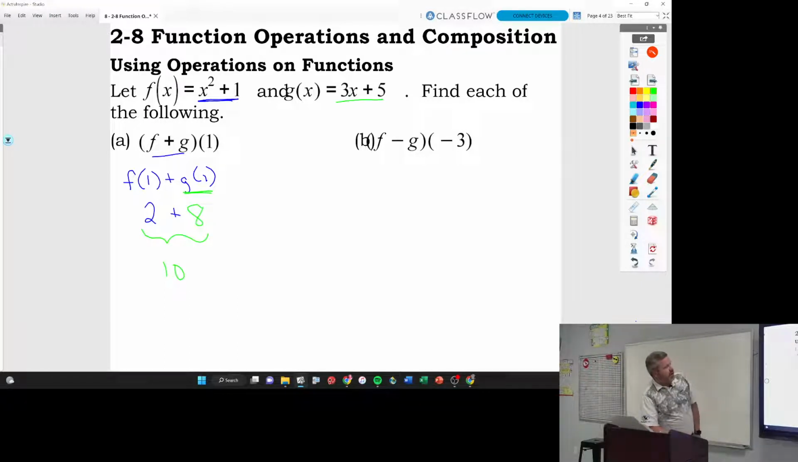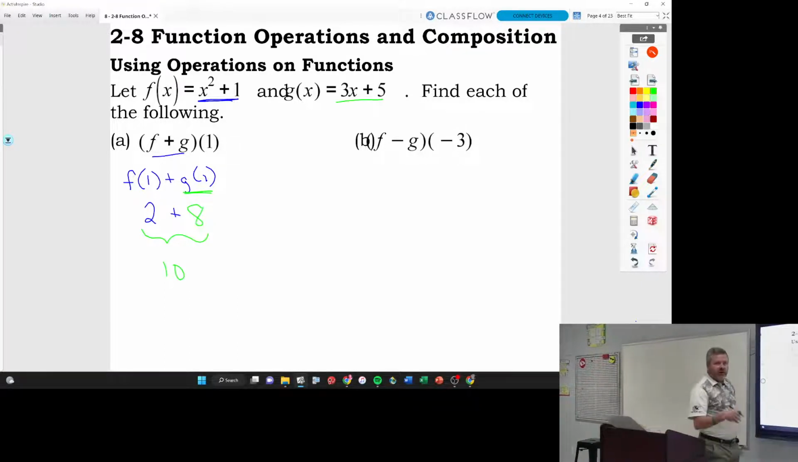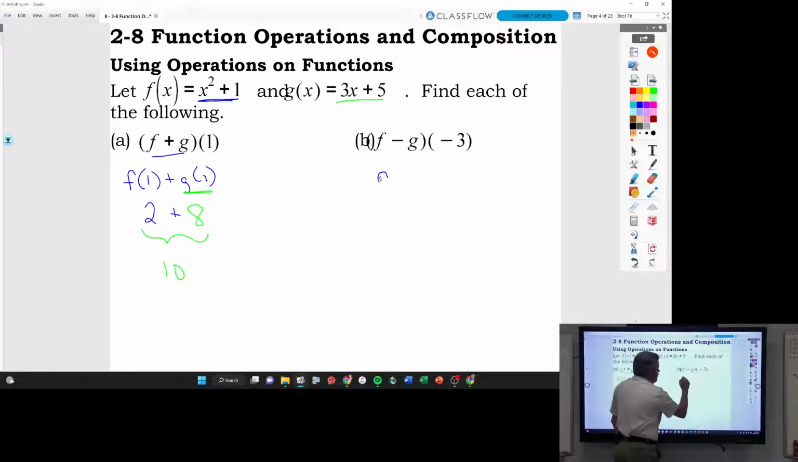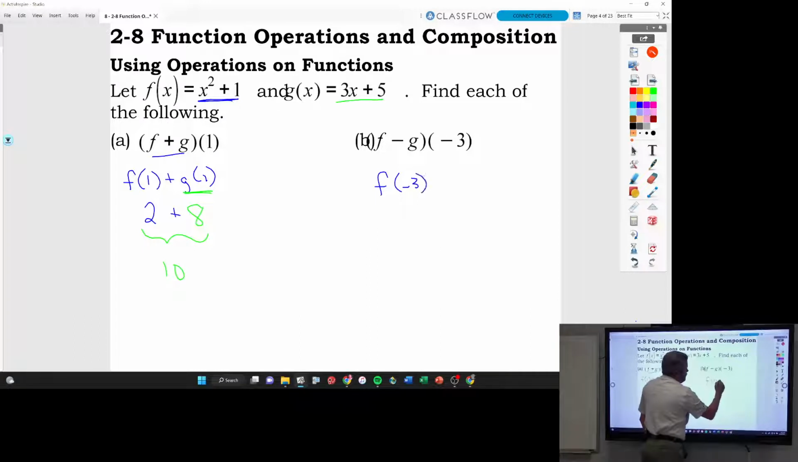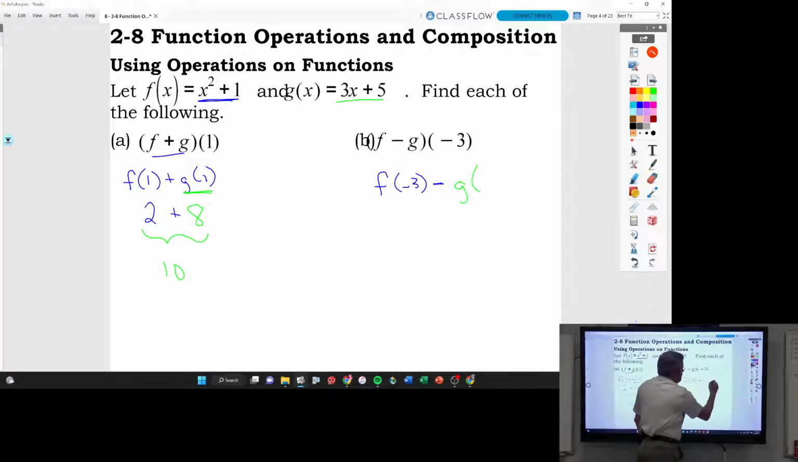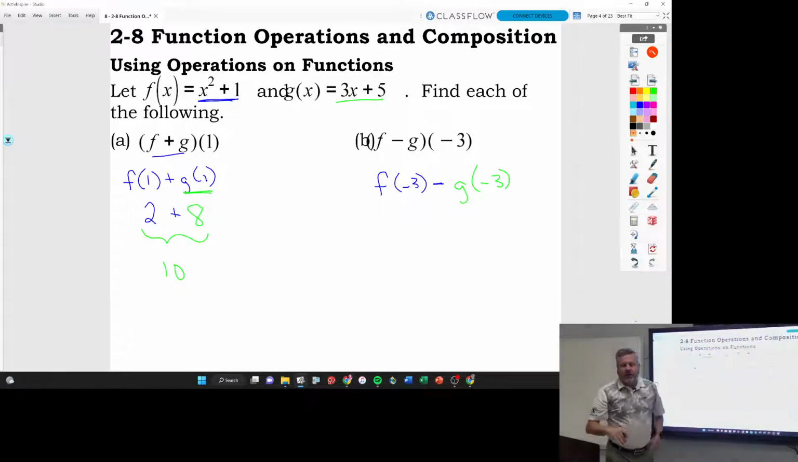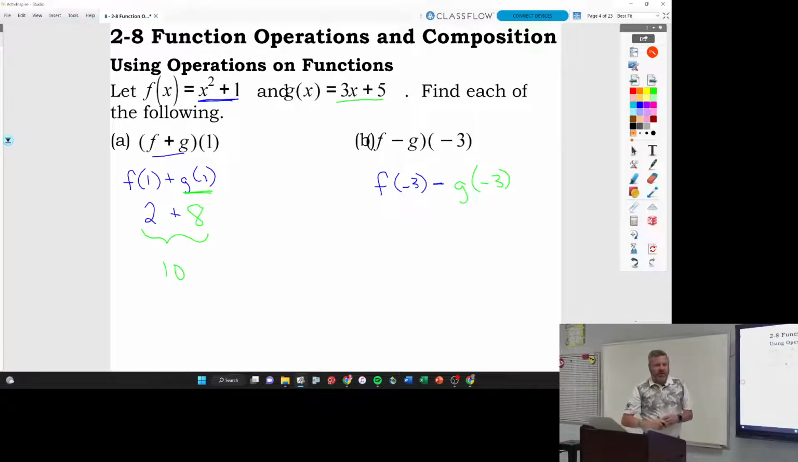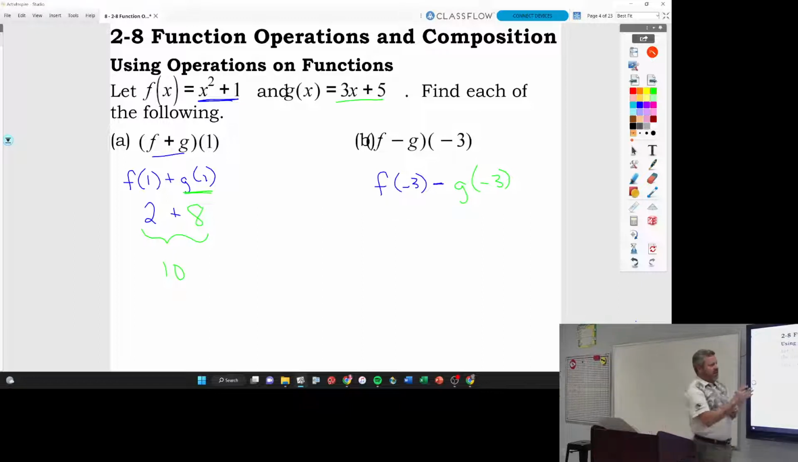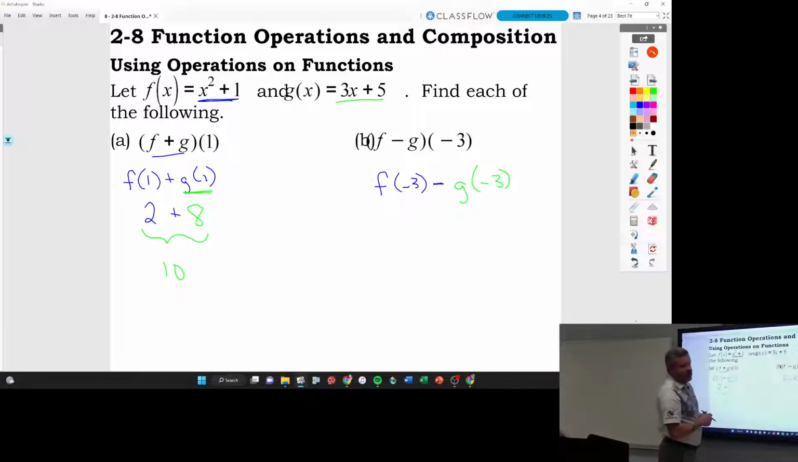Part B, f minus g of negative 3. So again, that simply means take the f function evaluated at negative 3 and subtract the g function evaluated at negative 3. Now be very, very careful when you're subtracting, because if you get a polynomial, if you will, in that g function you're evaluating, and you'll see it later on, that negative sign is going to be very, very important. So that negative sign goes to everything in the g function there.